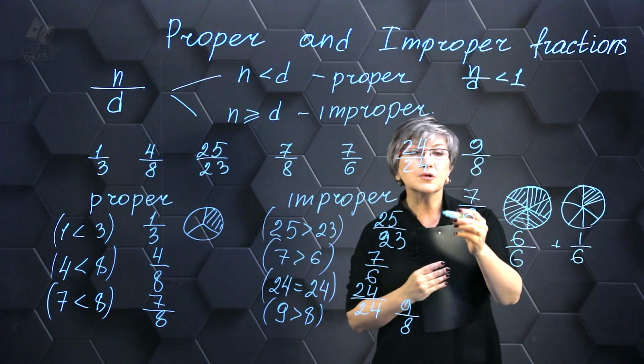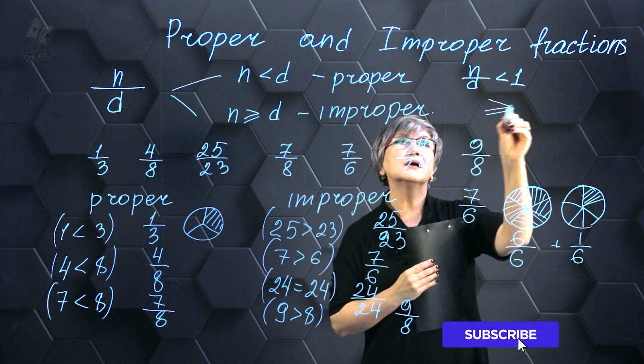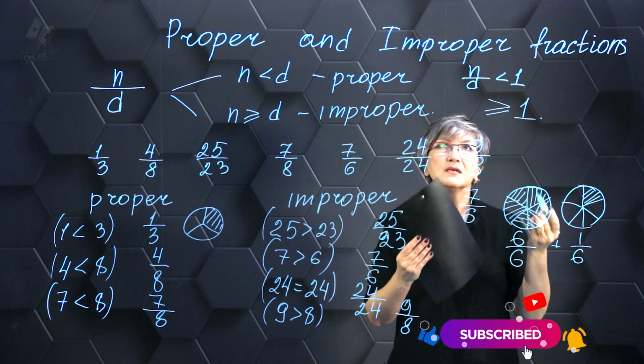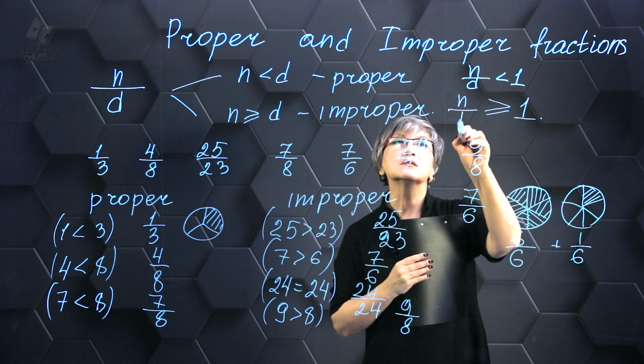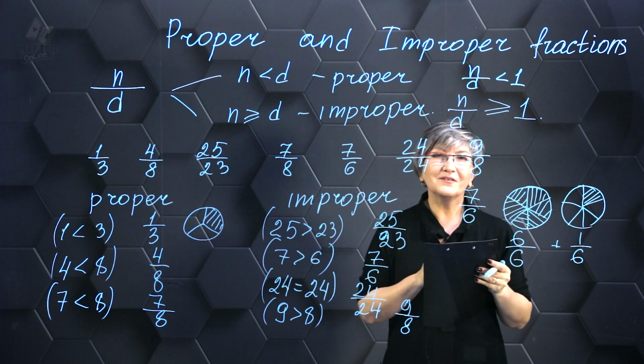As a result, I can conclude that improper fractions are always greater than or equal to 1. This is an additional noteworthy observation that can be made regarding proper and improper fractions.